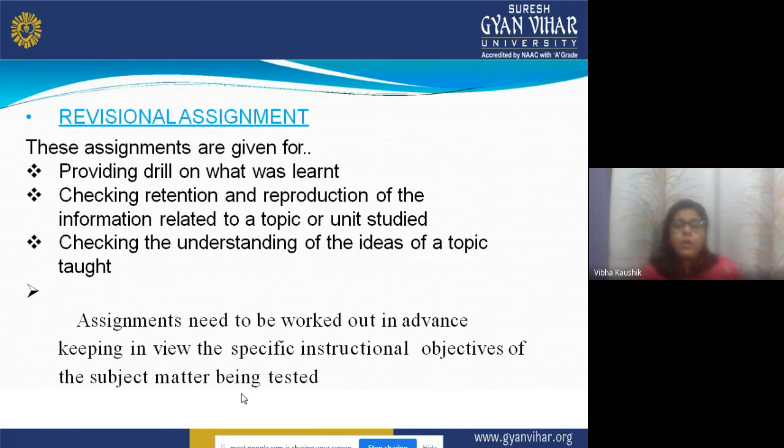Assignments need to be worked out in advance, means the teacher has to prepare the assignments in advance, keeping in view the specific instructional objective of the subject matter being tested. Now, what is that? Means every assignment that has been given by the teacher to the student must have an objective. It must fulfill some objective.